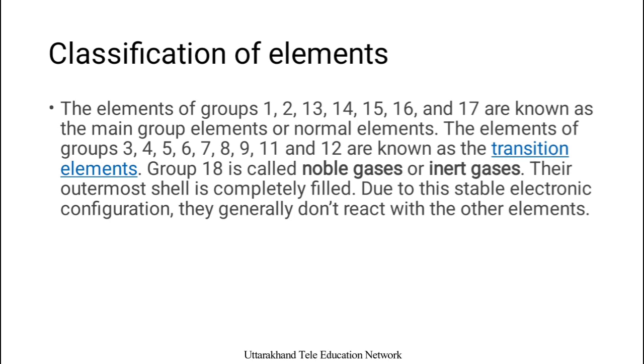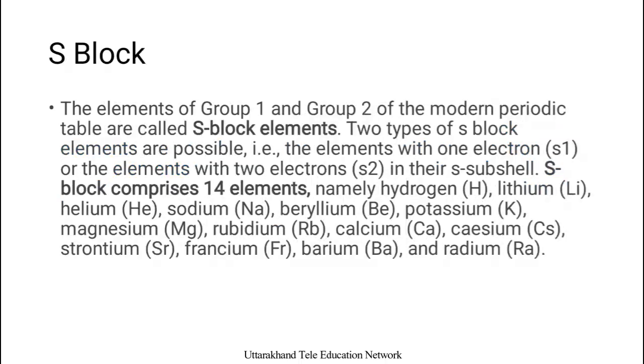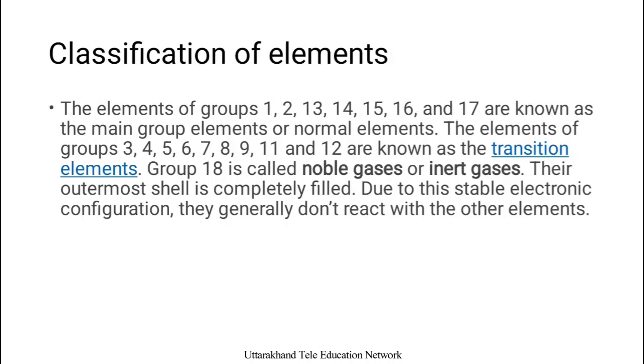Here, the elements of groups 1 to 2 and 13 to 17 are known as representative or normal elements. The elements of groups 3 to 12 are known as transition elements, and group 18 is noble gases or inert gases. Their outermost shell is complete, so why do we call them inert? So now, inert gases, then come to the other one, S block.